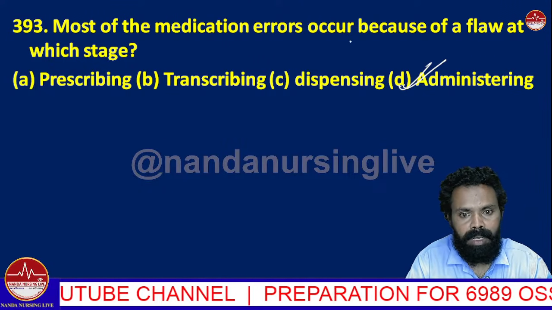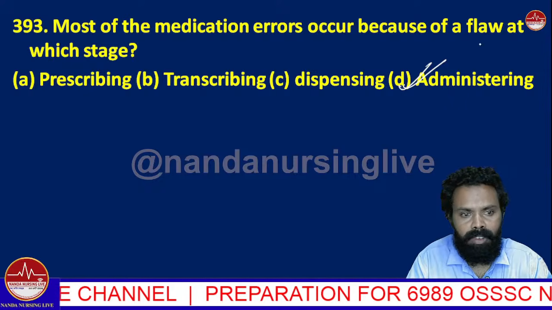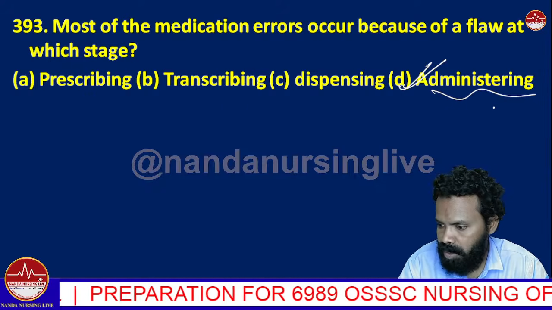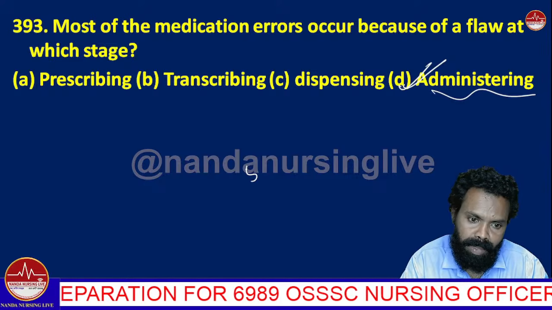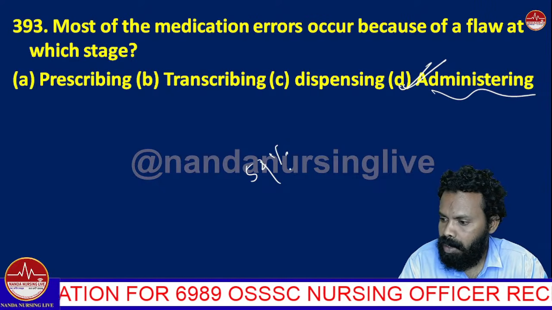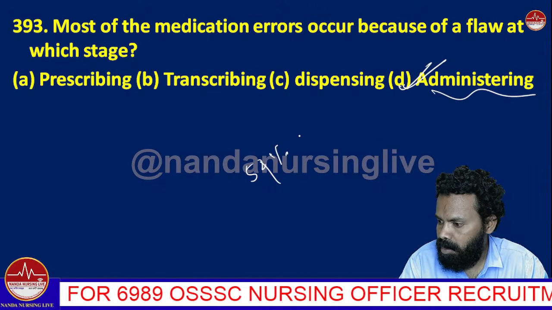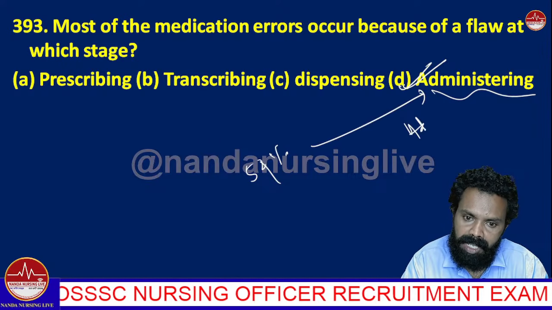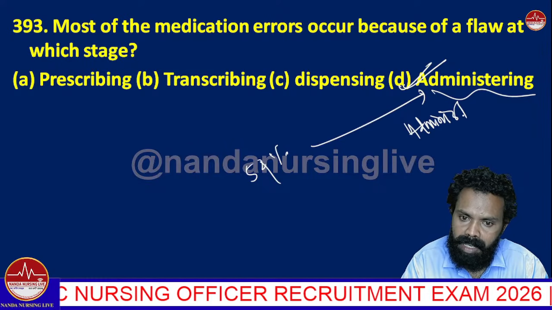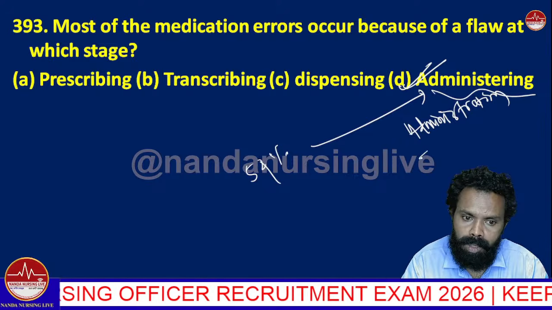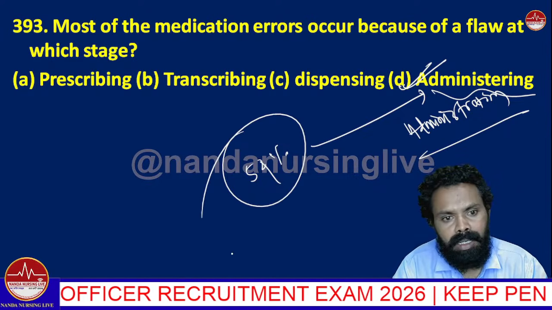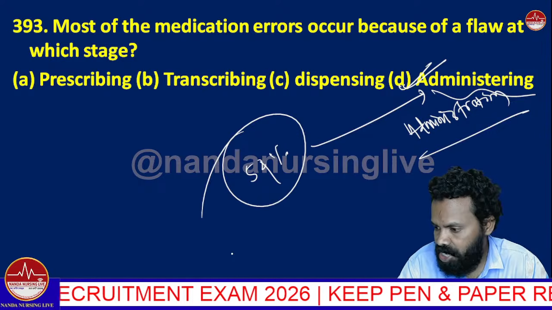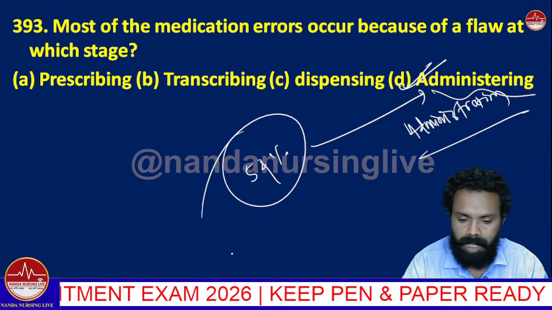Most medication errors occur because of a flaw at the administering stage. The most common type of medication error, 54% of medication errors, is made at the point of administration. So 54% of medication errors occur during administration of drugs.